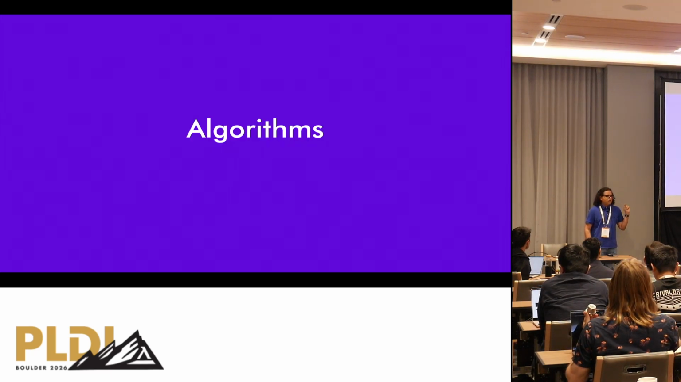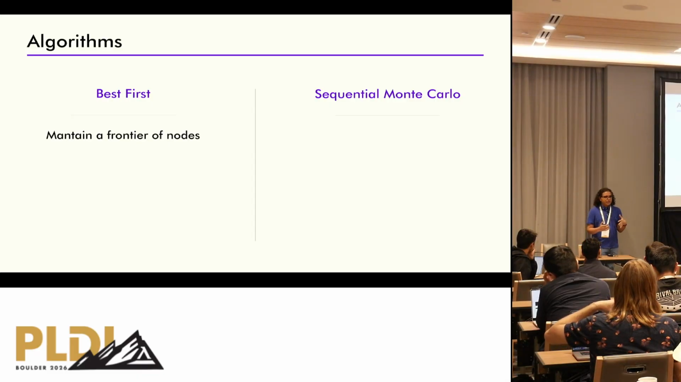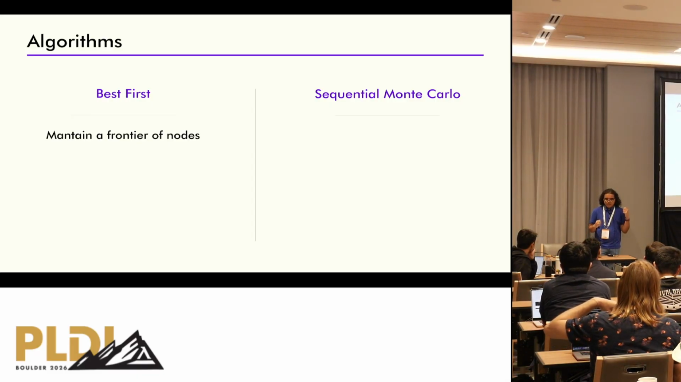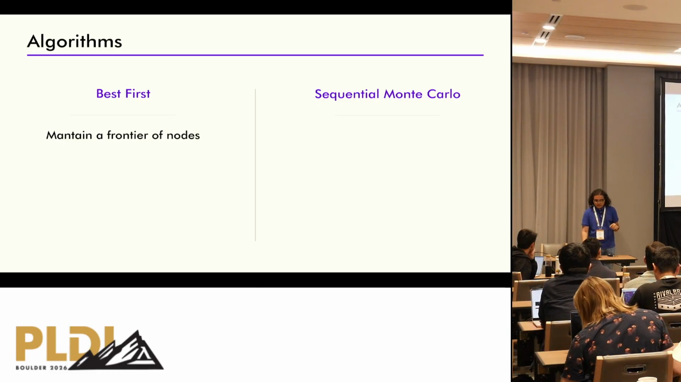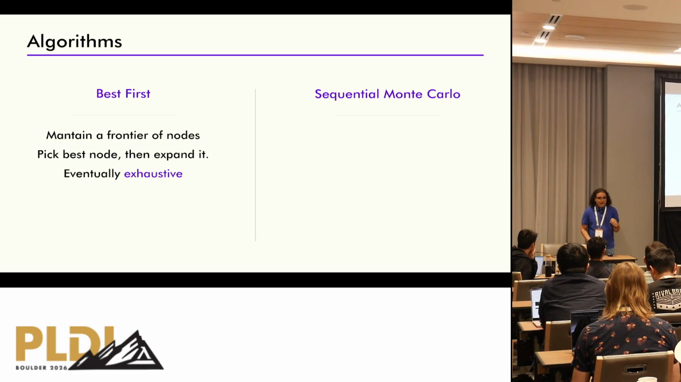And now for some algorithms. So how do we actually do this top-down search? One algorithm, which is kind of similar to Stitch, is that we maintain a frontier of nodes, where each node is one of these abstractions, and we just pick the best node at every time. We score it based on the cost so far, and we expand it. And this is eventually exhaustive, so it will find the optimum eventually if you run it for long enough.